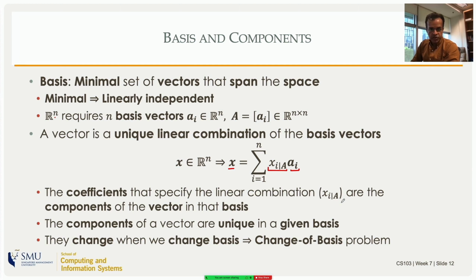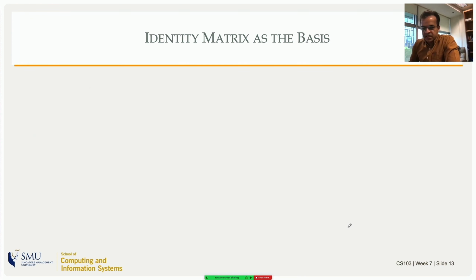A linear combination is unique, which means the components of the vector are unique also. The vector can be written only in one way, one unique linear combination. But what will happen is that when you change the basis from one set to another set, you will get different components. The best possible basis set that you can have is the identity matrix.